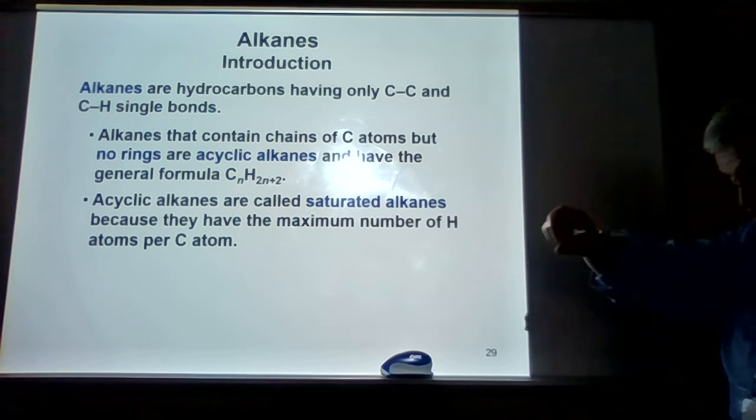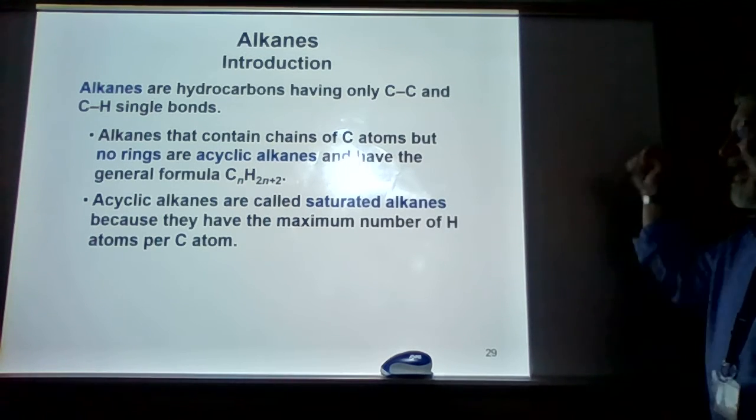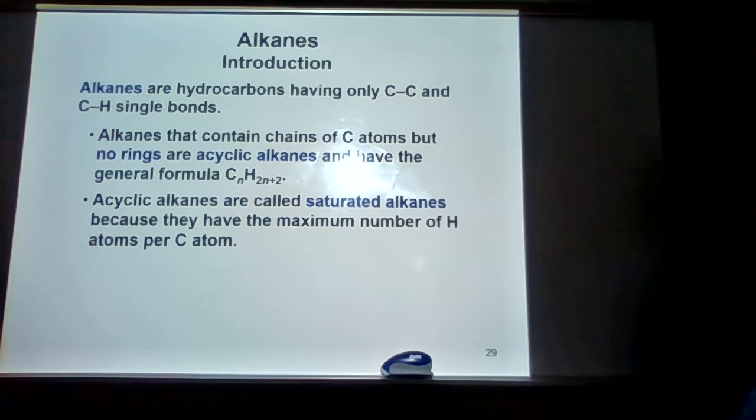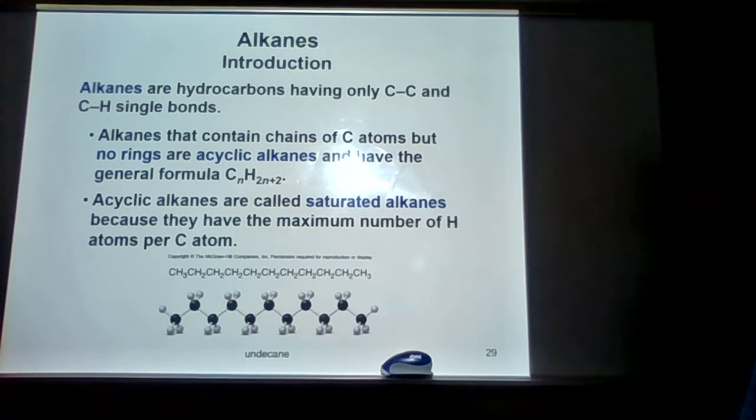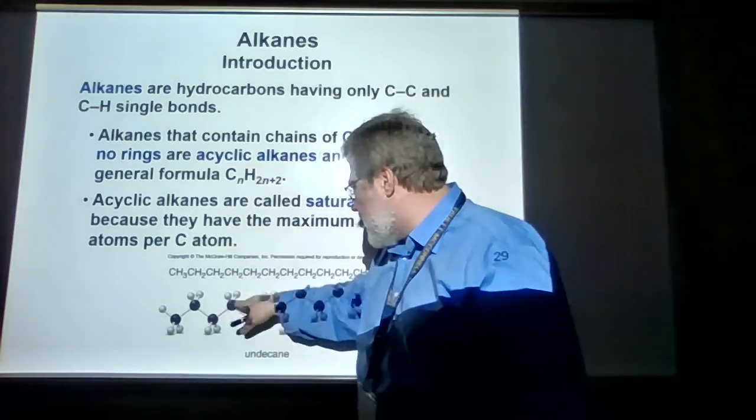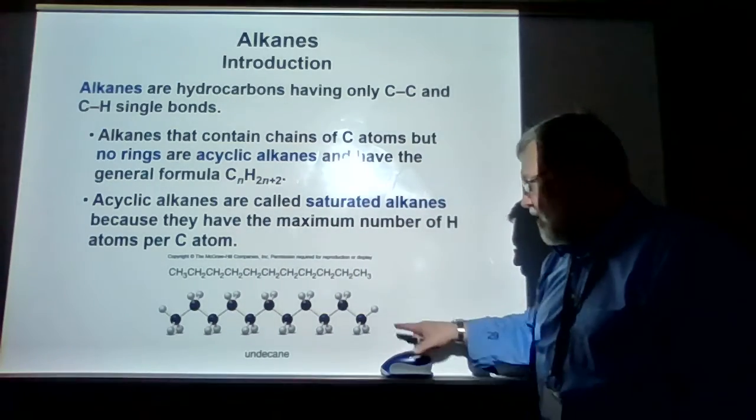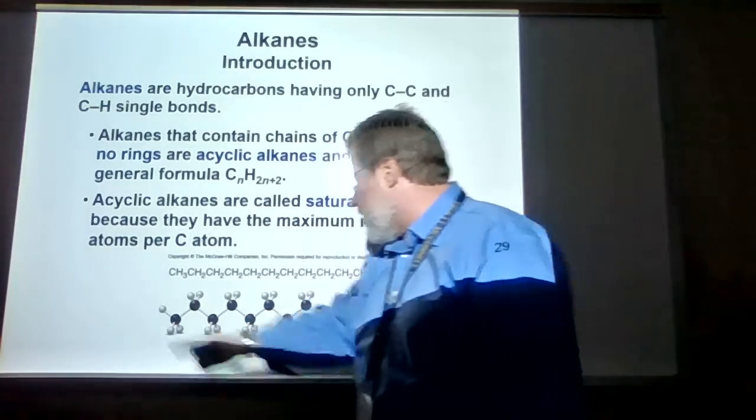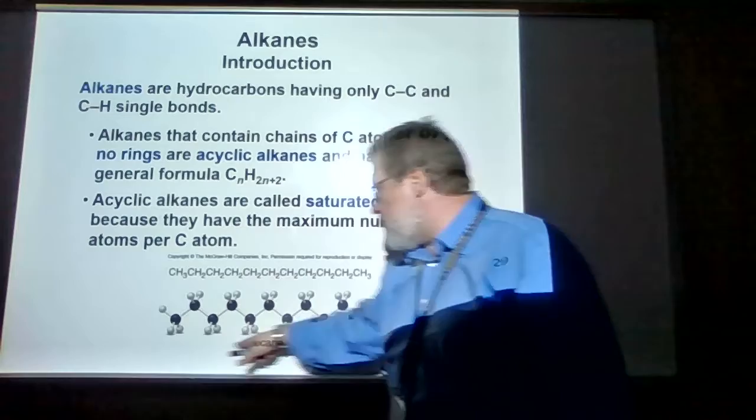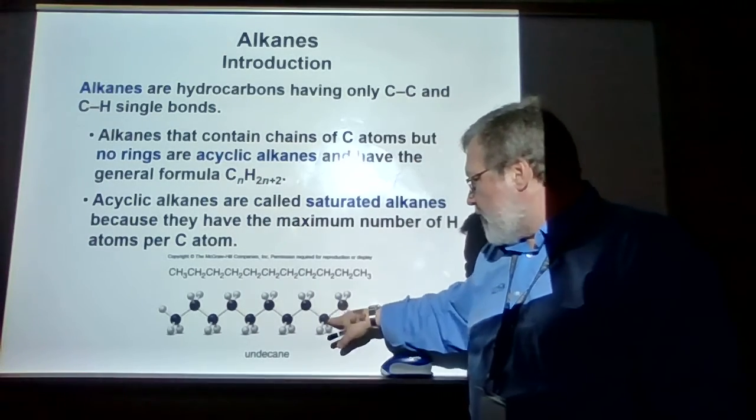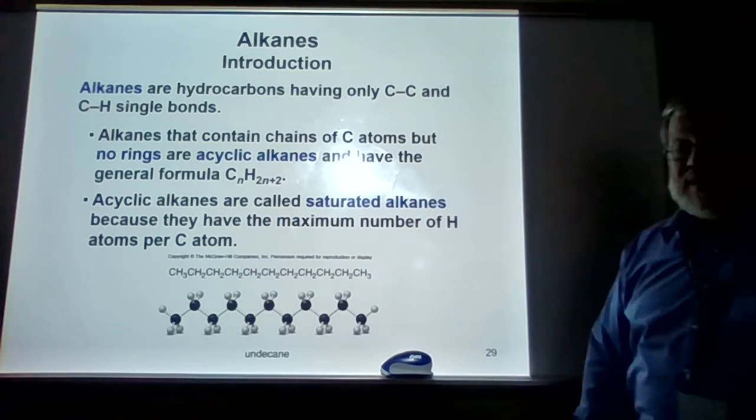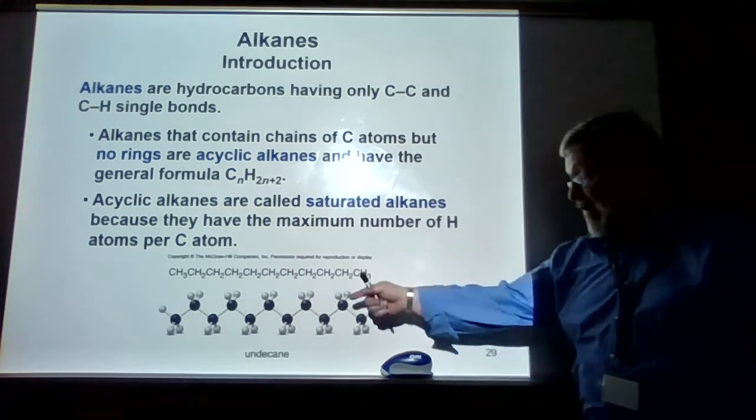Acyclic alkanes, these straight chain systems, are called saturated alkanes because they have the maximum number of hydrogens per the carbon atoms. So here we have a 10 carbon system. 1, 2, 3, 4, 5, 6, 7, 8, 9, 10, 11. Sorry, undecane, 11. 1, 2, 3, 4, 5, 6, 7, 8, 9, 10, 11. Okay, undecane. This is a saturated system, meaning that at every carbon, whether it's on an end or in a middle carbon, it has the maximum number of hydrogens that can be allowed.